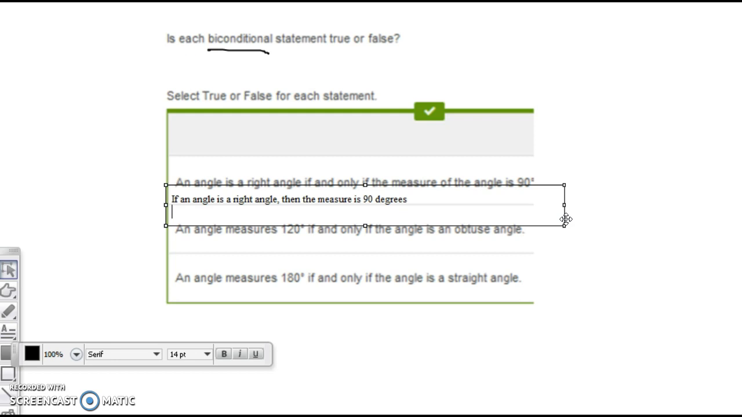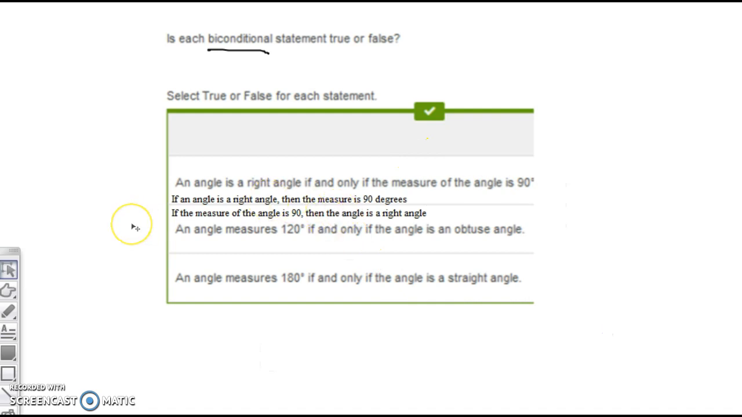So then we're going to check the converse, and the converse is when we flip the order. So if the measure of the angle is 90 degrees, then the angle is a right angle. That is also true. So if the statement and its converse are true, then yes, it can be a biconditional statement. So this is true. And I guess I should have, well, we'll move on.